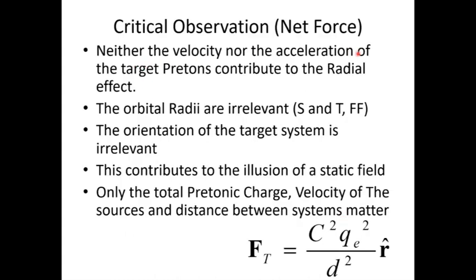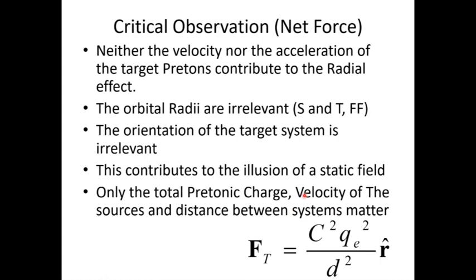Okay, so what did we learn from this? That neither the velocity nor the acceleration of the target preton contributes to the radial, that should be the net force effect. And that the orbital radii of both systems are irrelevant, at least for the far field effects. And the orientation of the target system was irrelevant to the result. But we're going to look in a second at the orientation of the source system, and this contributes to the illusion of a static field phenomenon. Okay, so only the total pretonic charge, velocity of the sources, and the distance between the systems matter. Well, except for the orientation of the source.